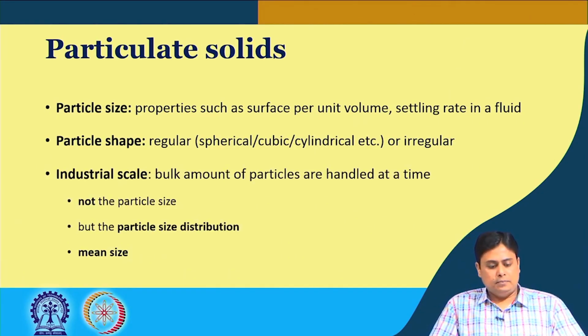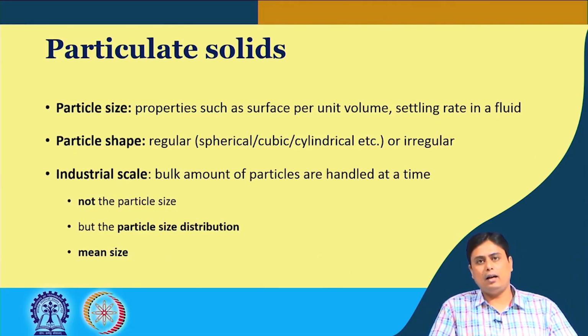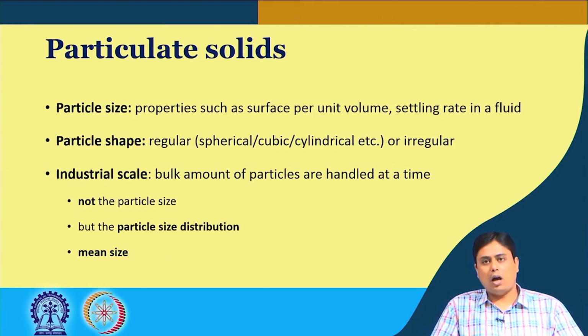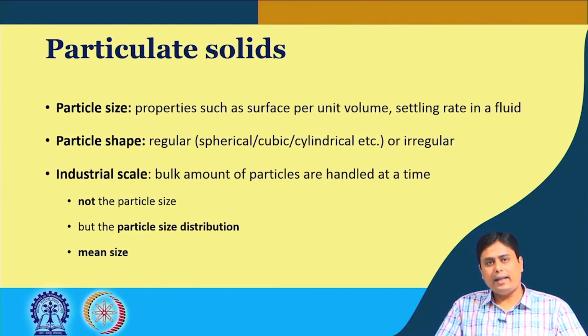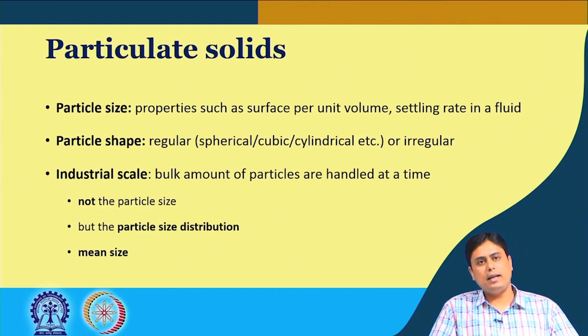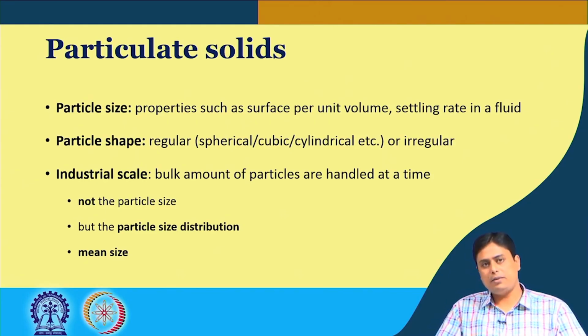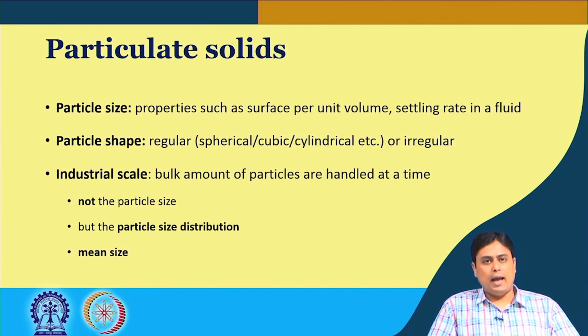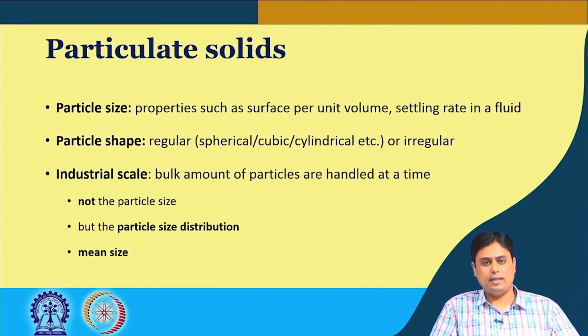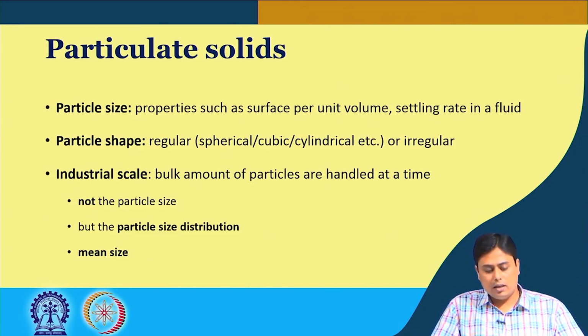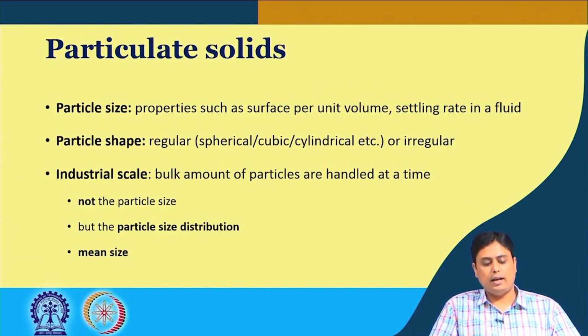In industry scale, a bulk amount of particles is handled at a time. So, how do you define a particle size of that complete system? In that case, determination of the size of a single particle does not help you. What helps is the particle size distribution. And if you get the particle size distribution, statistical average mean sizes can be obtained, which can give you a representative idea of what sizes are available in the case of an industrial scale sample.